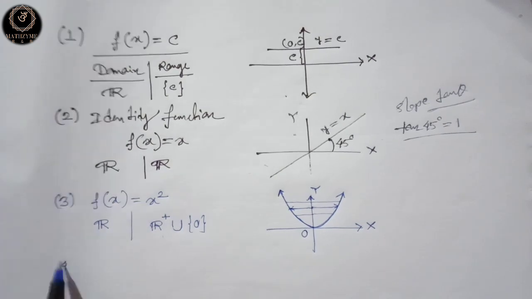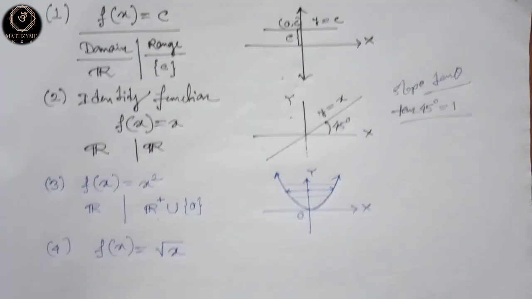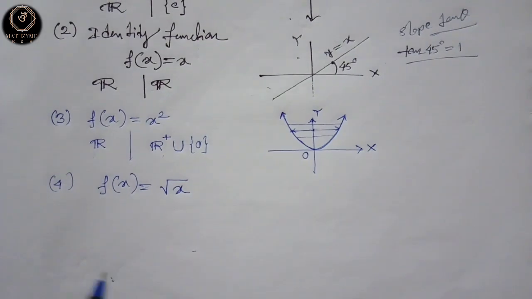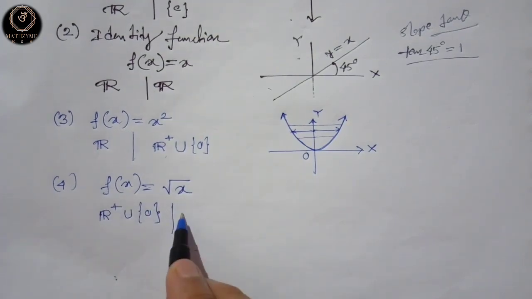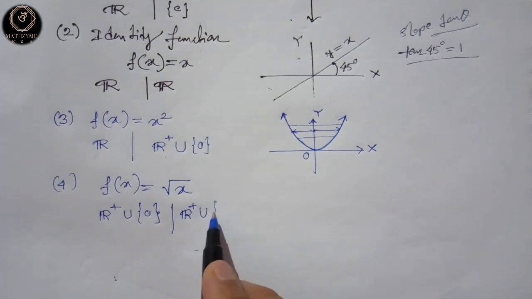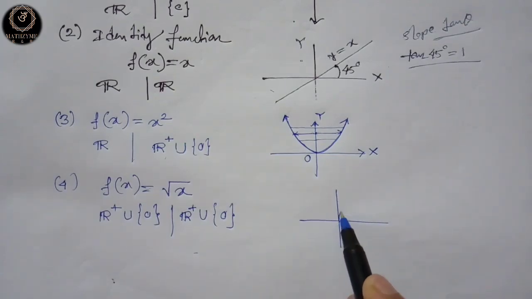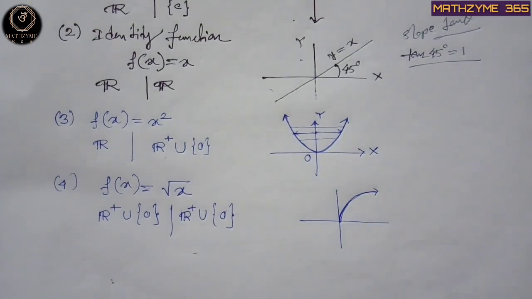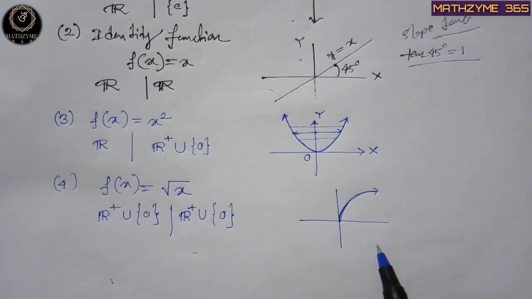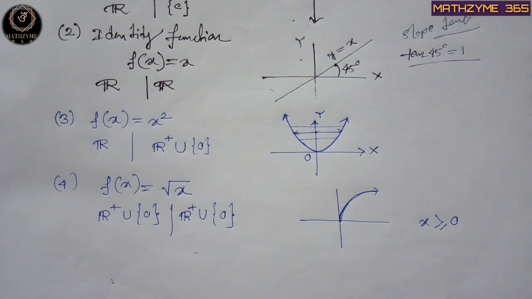Now the next function is f(x) = root over x, that is, the square root function. Here the domain is R plus union the singleton set 0, and the range is the same as the domain. So the curve or the graph is like this. Okay, here the curve is a part of a parabola passing through the origin and symmetric about the x-axis. And you must note that x is positive or 0, but x is not negative.